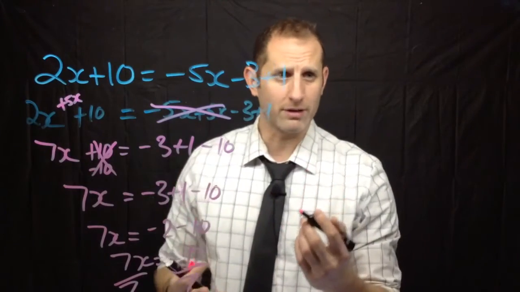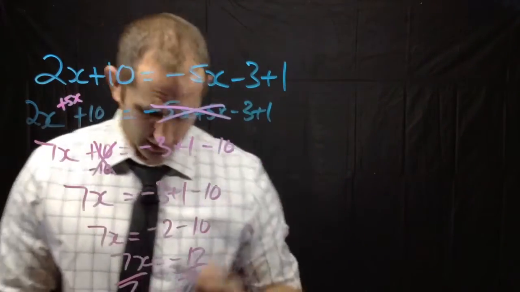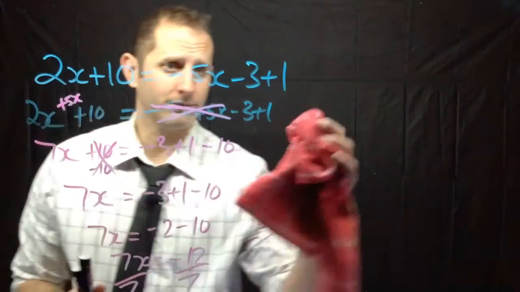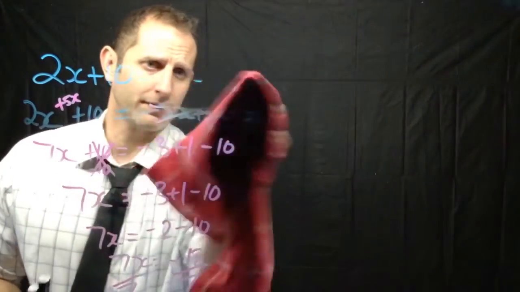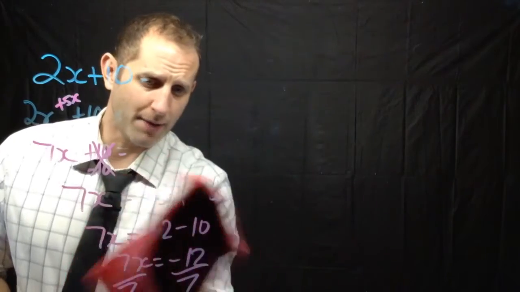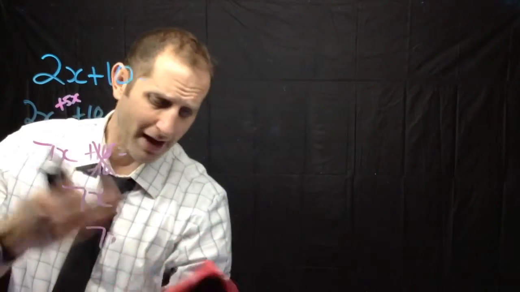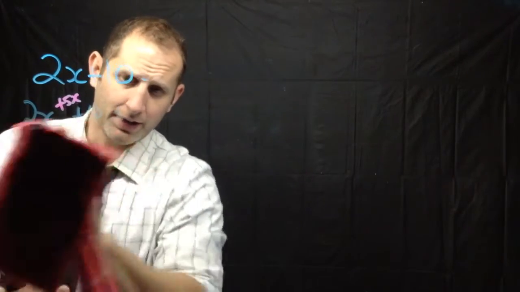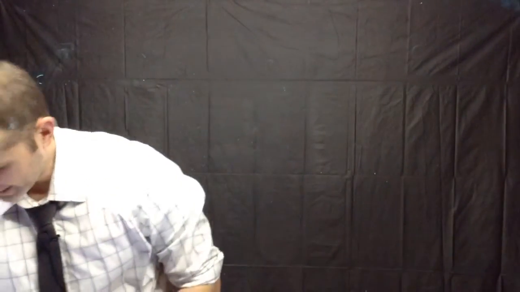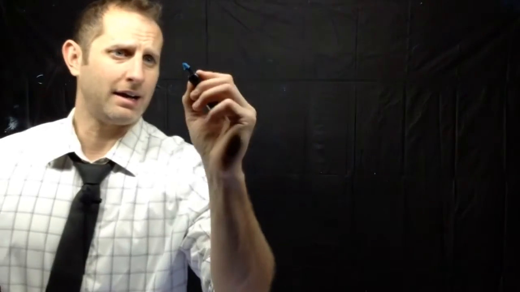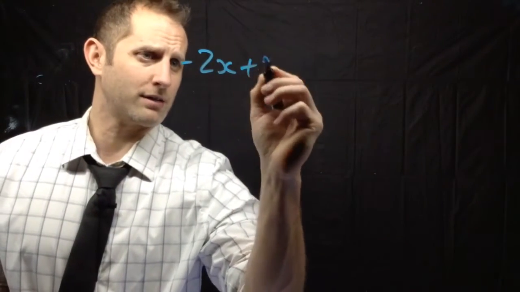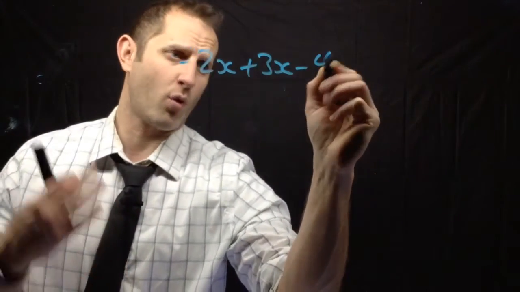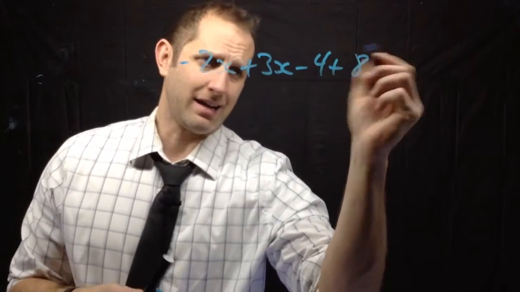And it is no different if I jump over to this side for a second. Let me see if I can erase this actually. It is no different if I'm going to be combining on both sides of equals or if I'm combining on the same side of equals. So let me rewrite a question out here so you can see what I'm talking about. What if I had something that looked like this? If I had negative 2x plus 3x minus 4 plus 8.